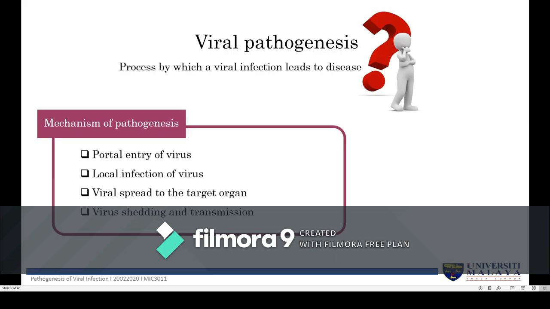So these are the mechanisms of virus pathogenesis. They usually start with the portal of entry of the virus. The virus enters the host, and then it causes a local infection. Some of it will spread to the target organ, and then it will be shed. Virus shedding means that it goes out from the host and is then transmitted to other hosts. We call it transmission of the virus to other susceptible hosts.